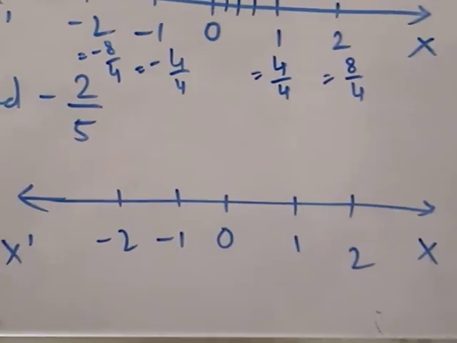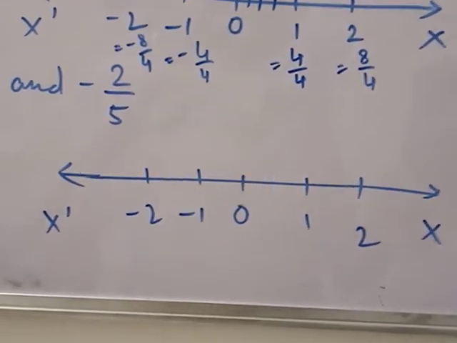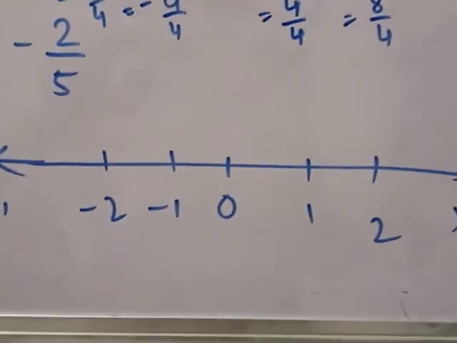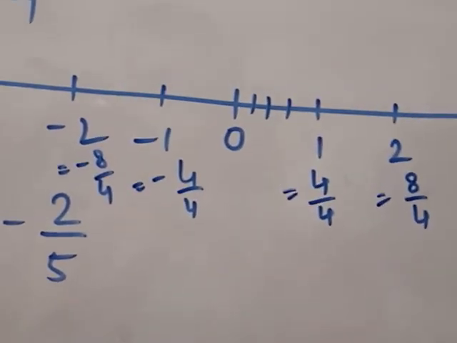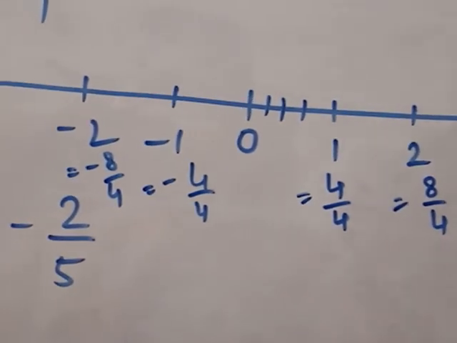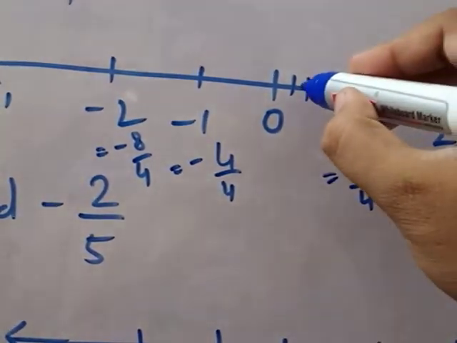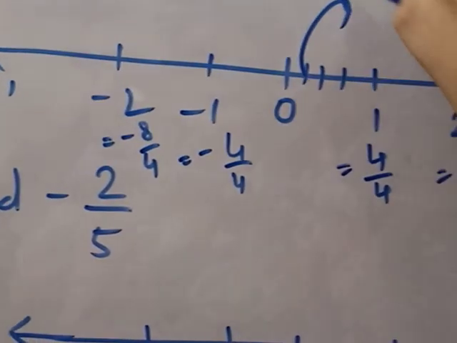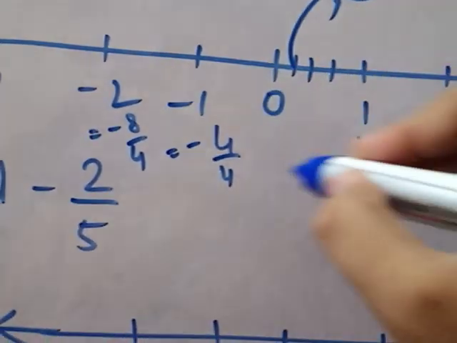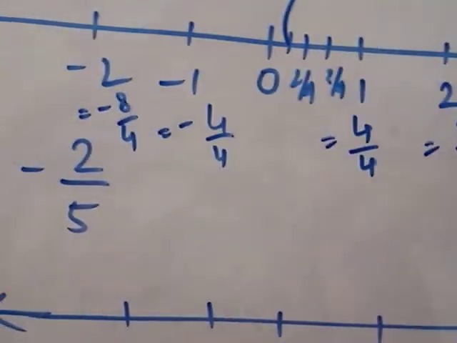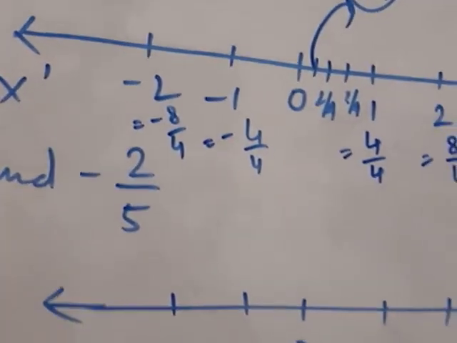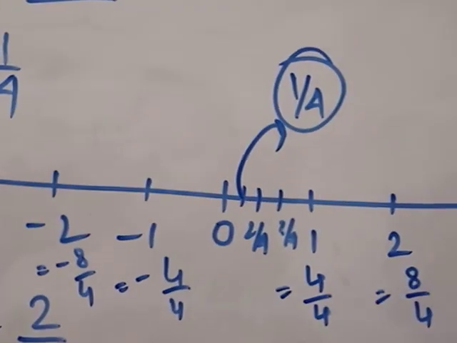I am not using a scale, so I am just doing it formally. You can use the scale for dividing into equal parts. So plus 1 by 4. The first one, this is 1 by 4. This is 2 by 4. This is 3 by 4 and this is 4 by 4. So in the question given 1 by 4, so I am marking the 1 by 4.